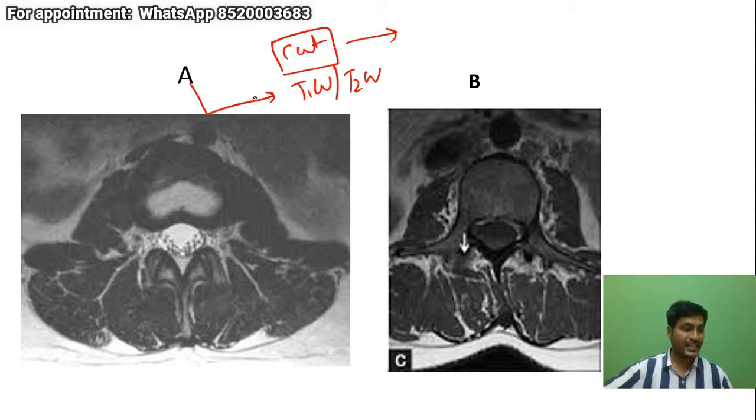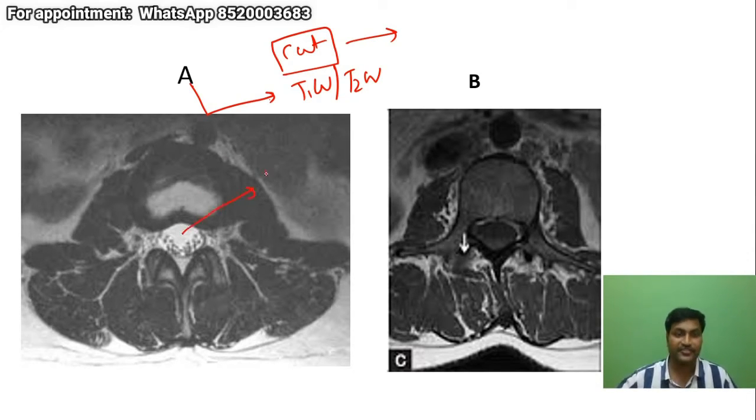A is T1 weighted image. Someone is saying A is T1 weighted image. The cut is axial. Everyone is right. Everyone is saying T2 weighted images. Is anyone having a confusion?